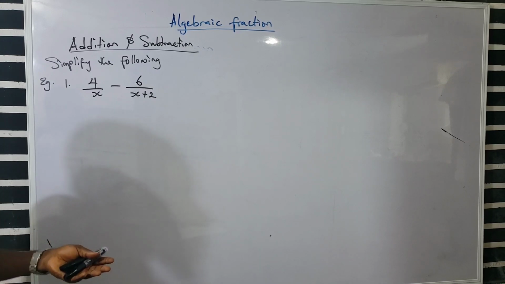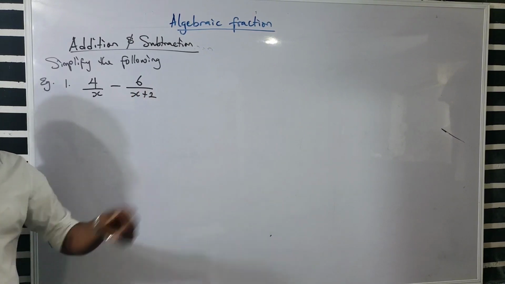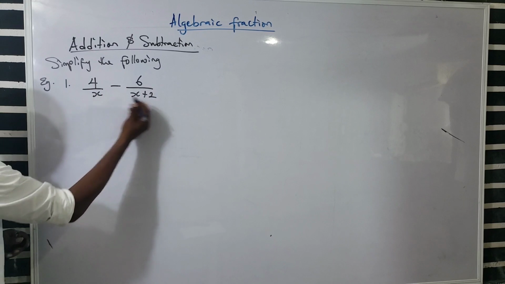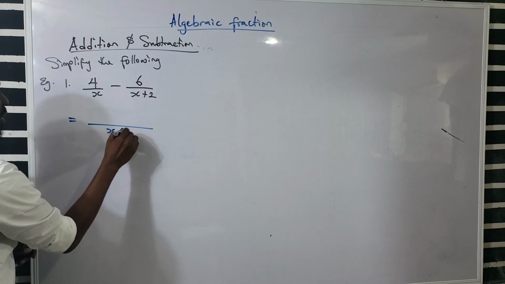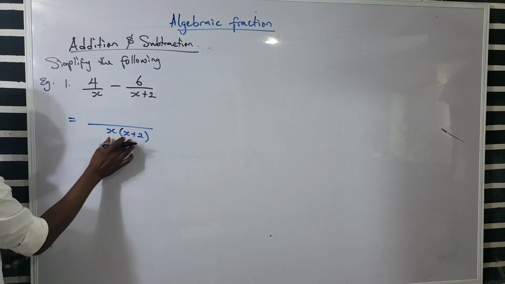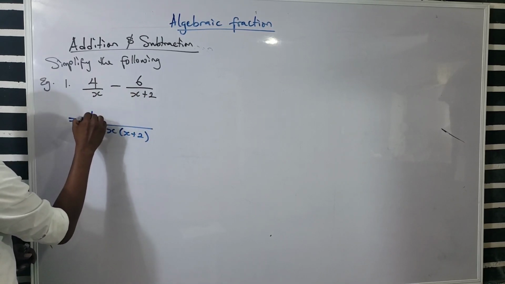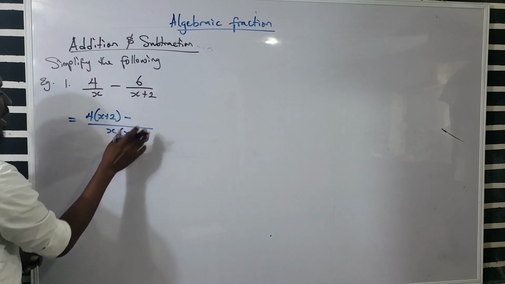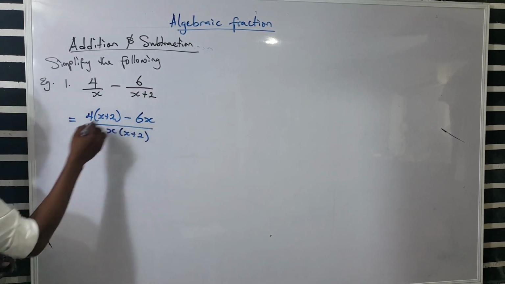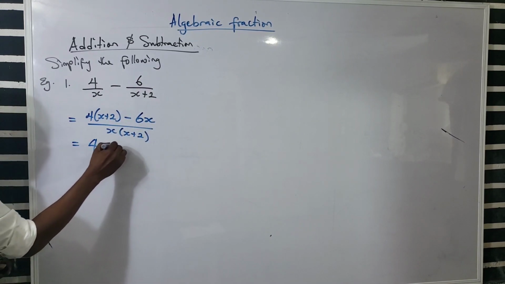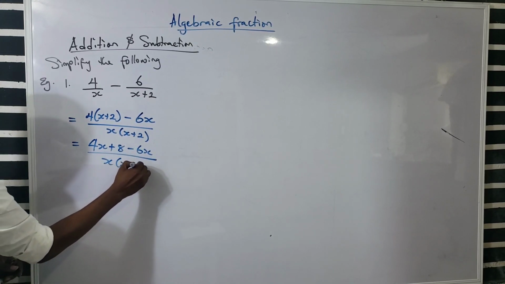Just take your LCM in order for you to get a single fraction that this expression will be represented by. Now, let's take the LCM. The LCM of x and x plus 2 will give you x into x plus 2. So x into x plus 2 divided by x, I will have x plus 2. x plus 2 times 4, I'll have 4 into x plus 2, minus this divided by this, I'll have x times 6, that will give me 6x. So when you open your bracket, you have 4x plus 8 minus 6x over x into x plus 2.